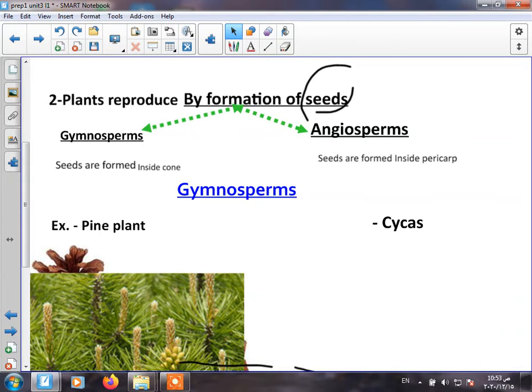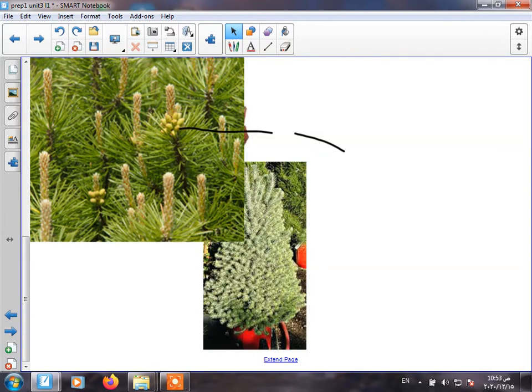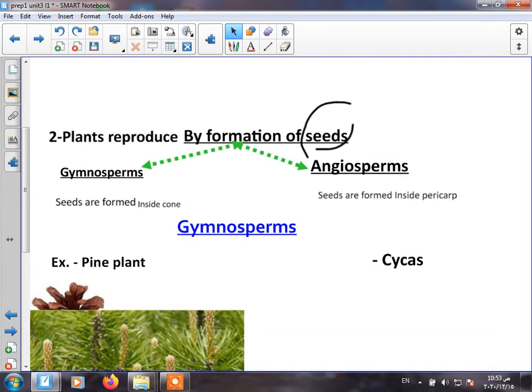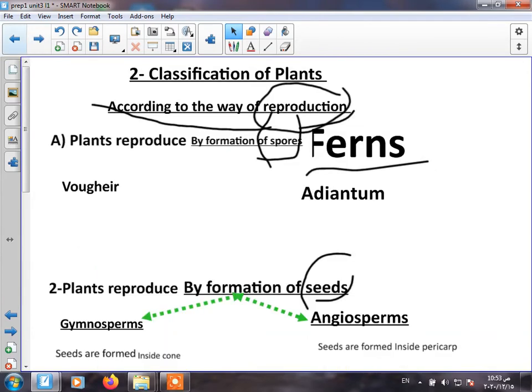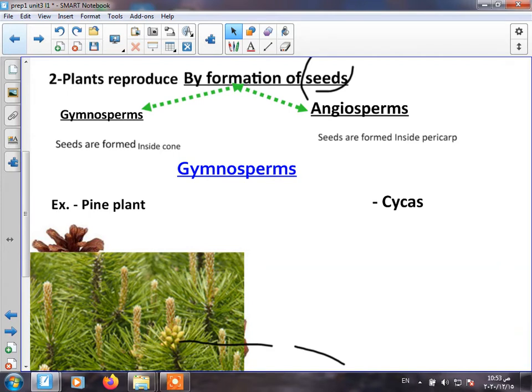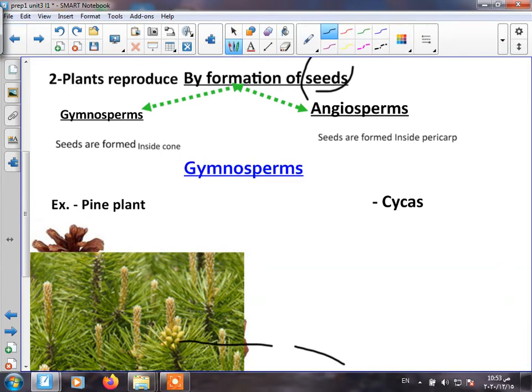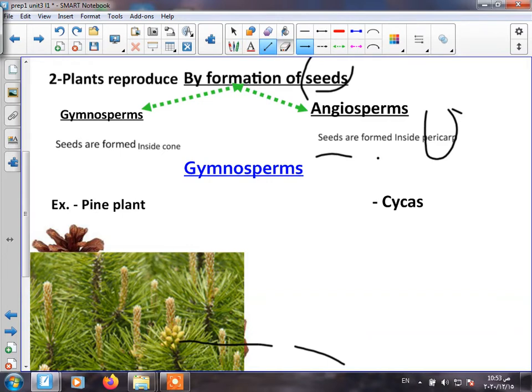And another example here, the cycas plant. So we have two examples of gymnosperm: the pine plant and the cycas plant. And number two, the angiosperm. Don't forget angiosperm here, the middle one. They form their seeds inside a pericarp. Inside what? Pericarp. What is the meaning of pericarp? Pericarp here equals cover.